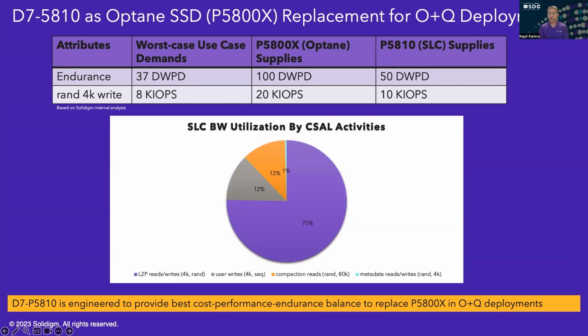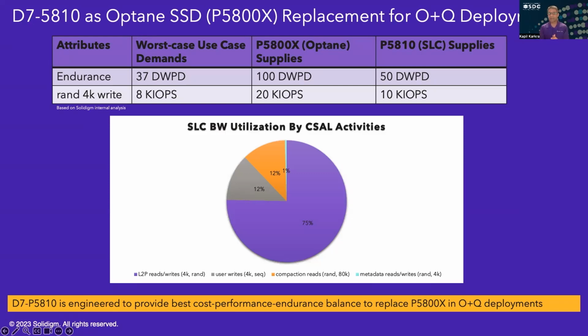Another main goal of Optane in O plus Q deployments is to eliminate these small write penalties. So random 4K write performance is crucial. The typical CSP deployments we have seen throttle at about 8,000 IOPS per virtual drive, and P5810 matches that pretty well. So the requirement is about 8K, and SLC delivers about 10K.